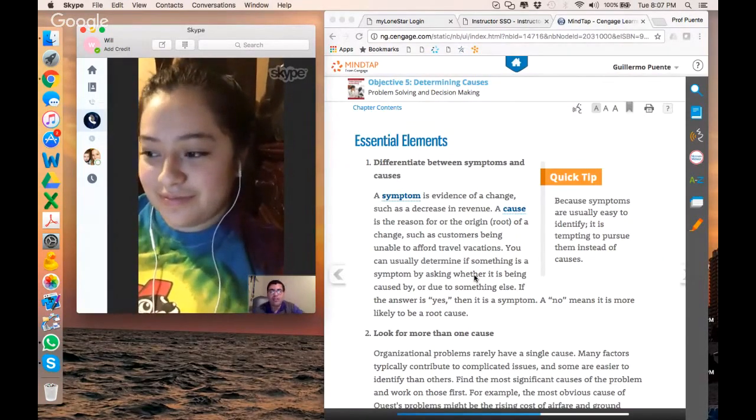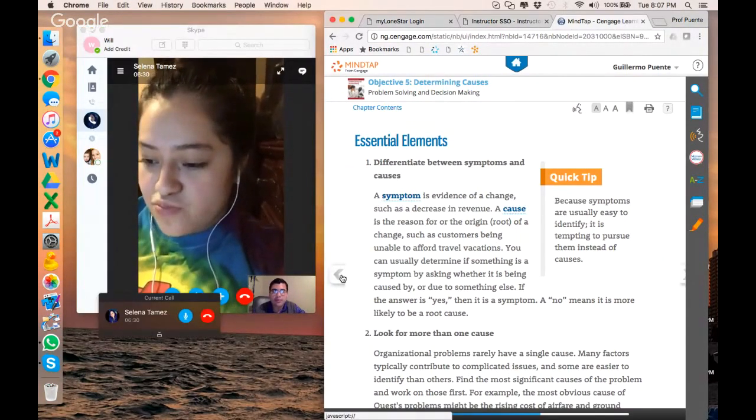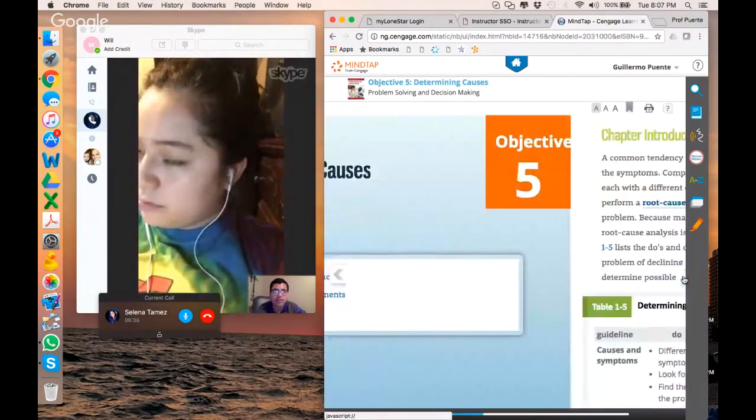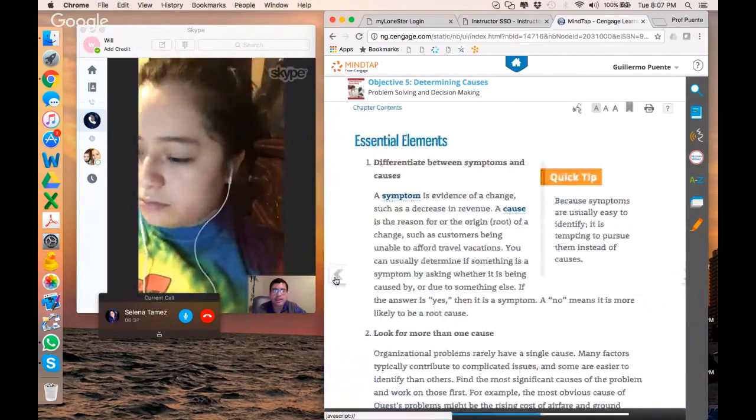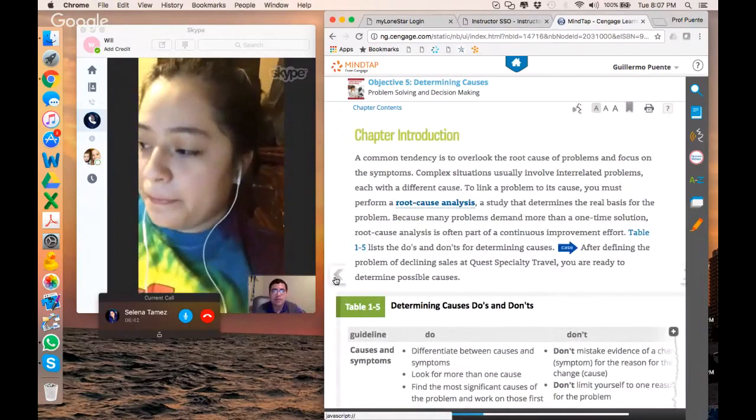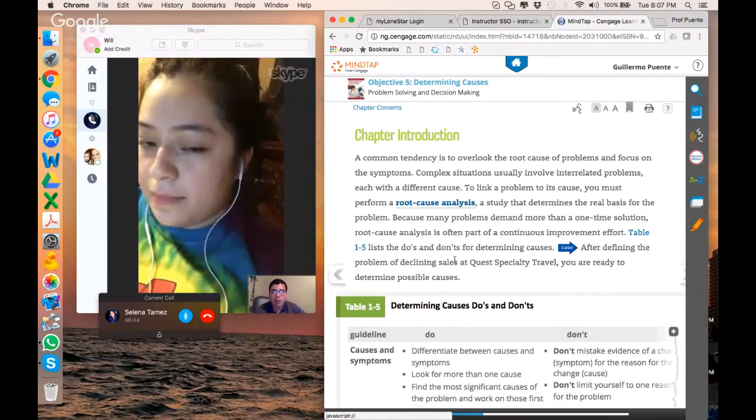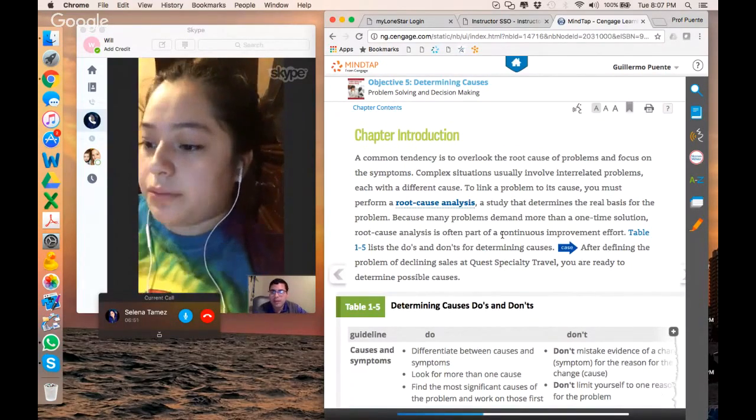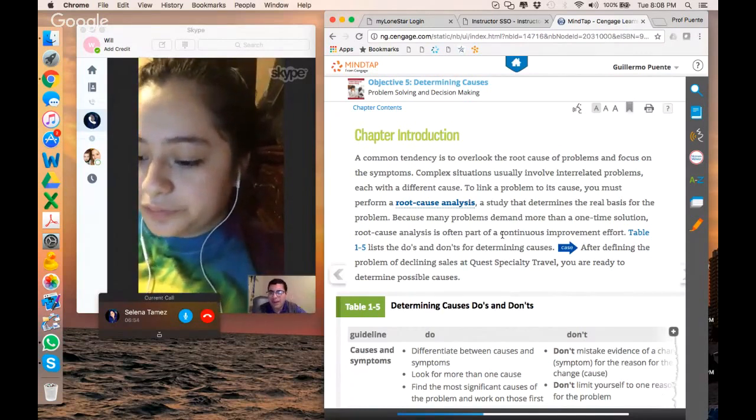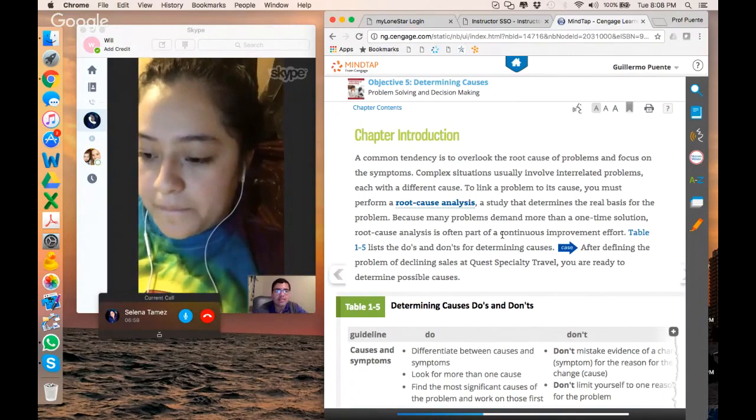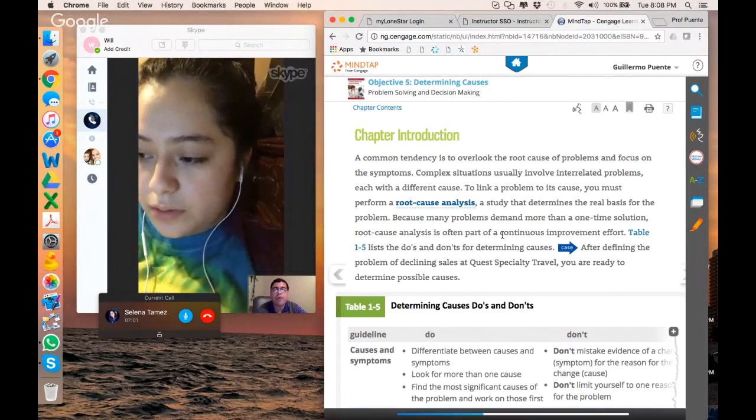But we'll start. Our first objective is objective 5. And as you can see, objective 5 is determining causes. And the thing about quizzes, especially midterms and finals, is that wherever it's in blue, whatever is a term, make sure you study it, because that's going to be part of the midterm and final. All business education is about that. So the root cause analysis is a study that determines the real basis for the problem.